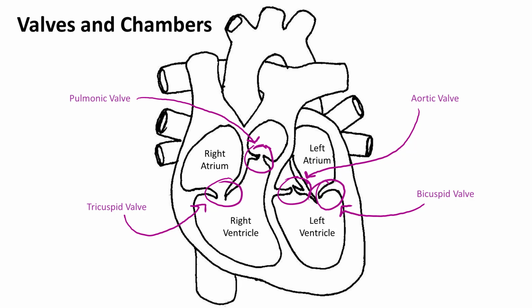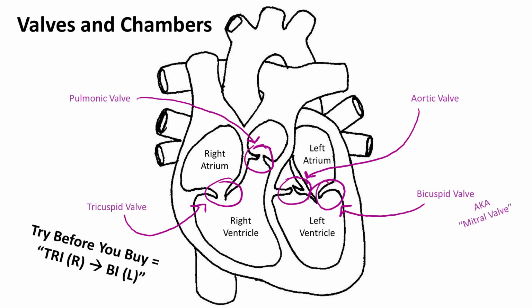Why it's also called the mitral valve, I don't know, but you're welcome to look that up and comment and let me know if you figure it out. You also have the pulmonic valve, which separates the right ventricle from the pulmonary arteries, and the left ventricle is separated from the aorta by the aortic valve. So they're all named appropriately.